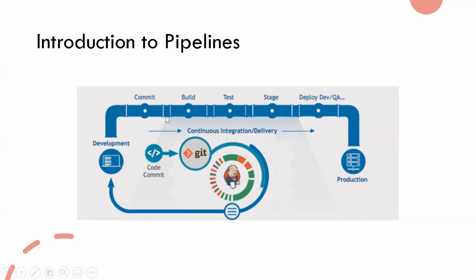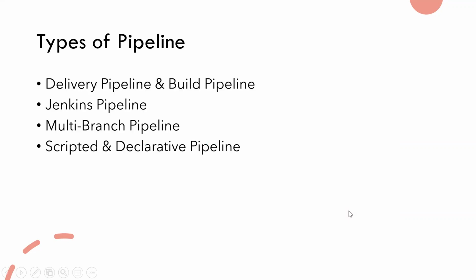If you see here, we have some development activity going on. Code commit happened on Git, and we have a pipeline like commit, build, test, stages, and these different stages are created, and at the end it is deployed to production. Similar activity we will be performing in our demonstration.